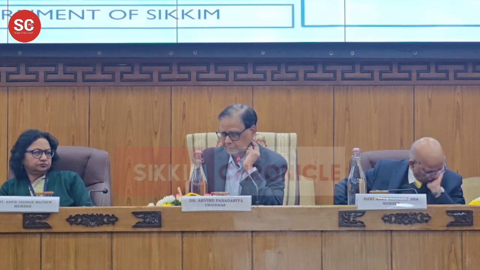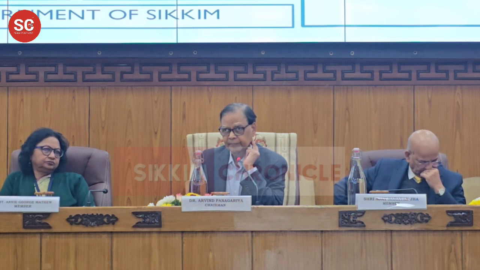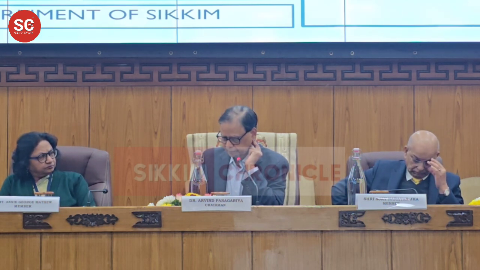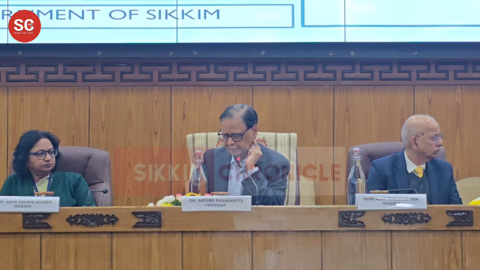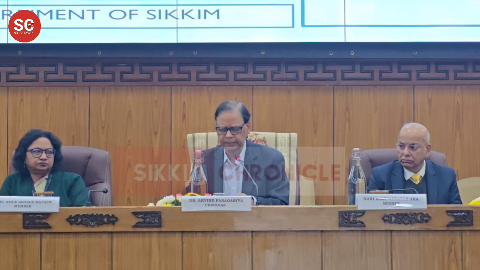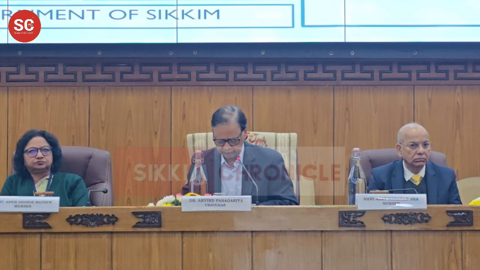And Sikkim's calculation is that if these new criteria that Sikkim has suggested are used, then Sikkim's share will practically double to 0.72%. So from 0.388% it will double to 0.72%. And then there were some recommendations on the local body grants and disaster relief grants, but we can take them up if you have questions on that.